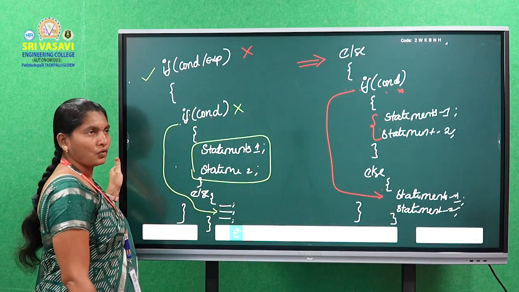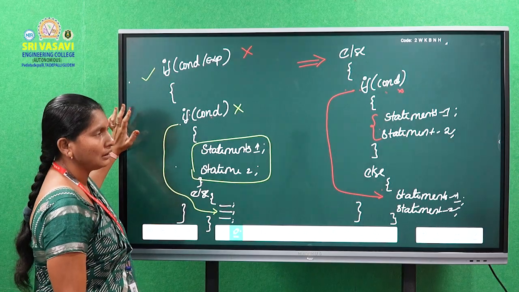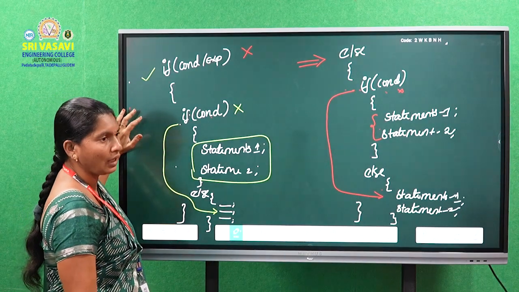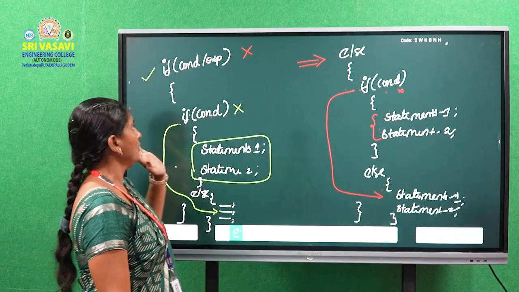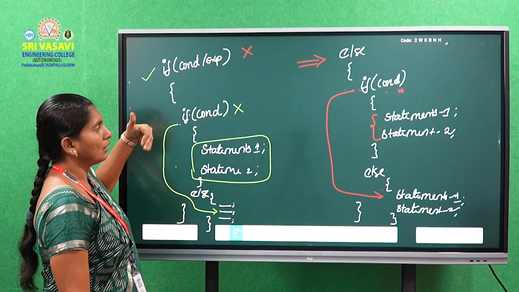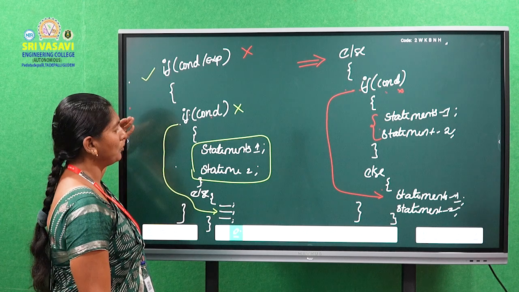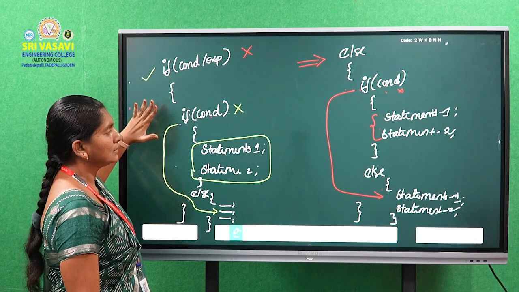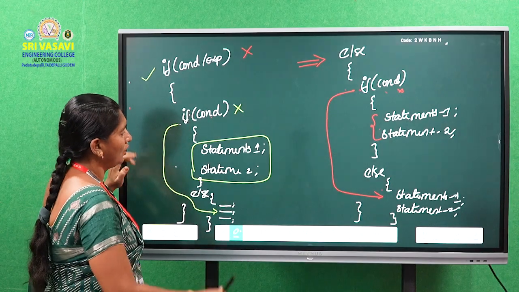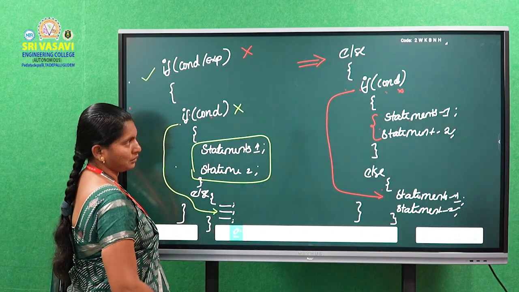In the previous case we are having one if statement, and inside that if statement we are using another if. Here I am having if else, and in this if else I would like to include one more if else. So, nothing but nested if. This is the way to use nested if statements.